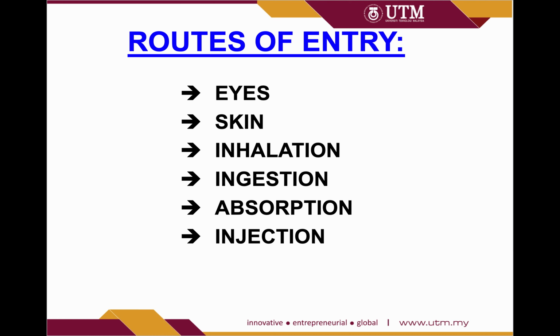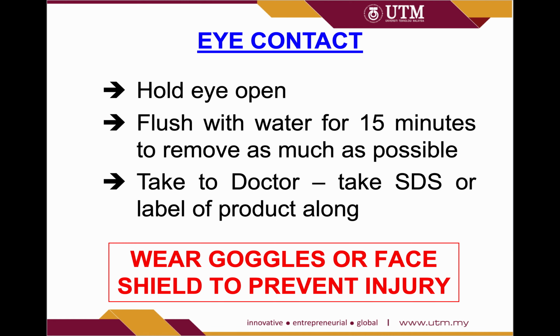So let's have a look at some examples of what happens and what needs to be done if you get any of the chemical on any one of these entry routes. If it comes in contact with your eye, make sure that you hold the eye open and flush it with water for about 15 minutes to remove as much of the chemical as possible from your eye.